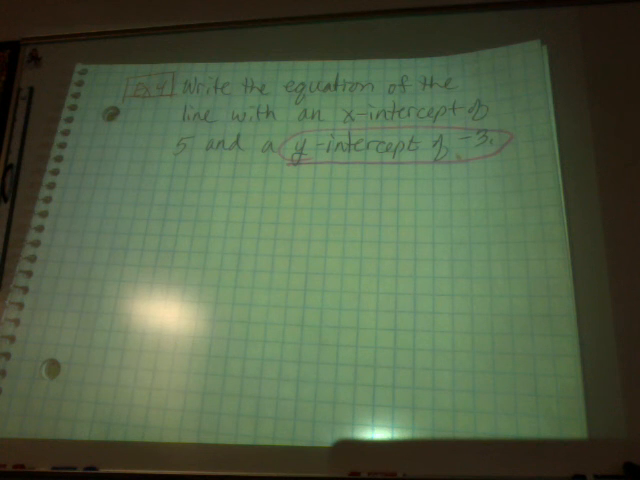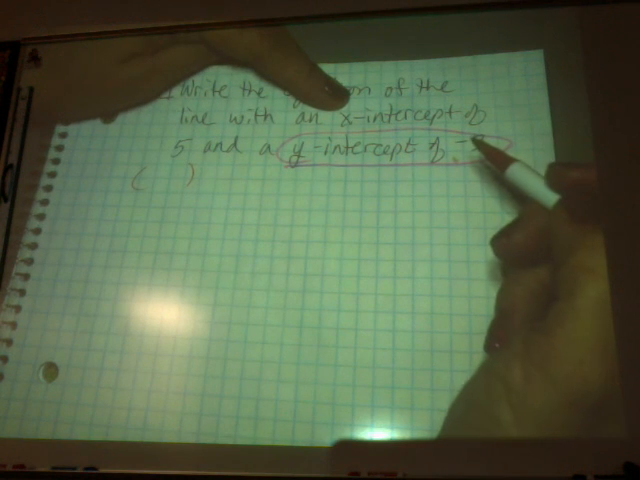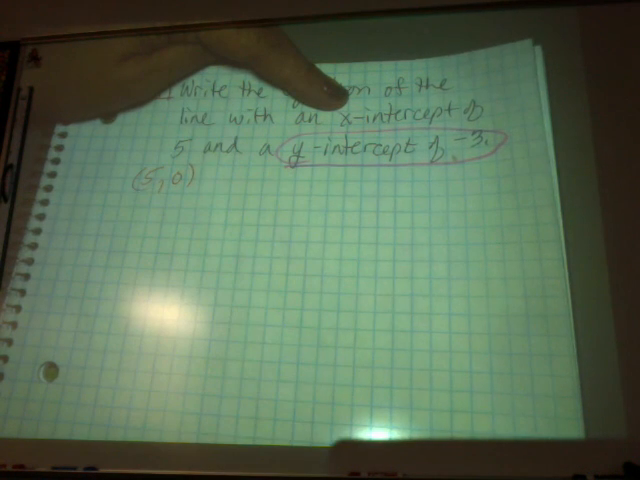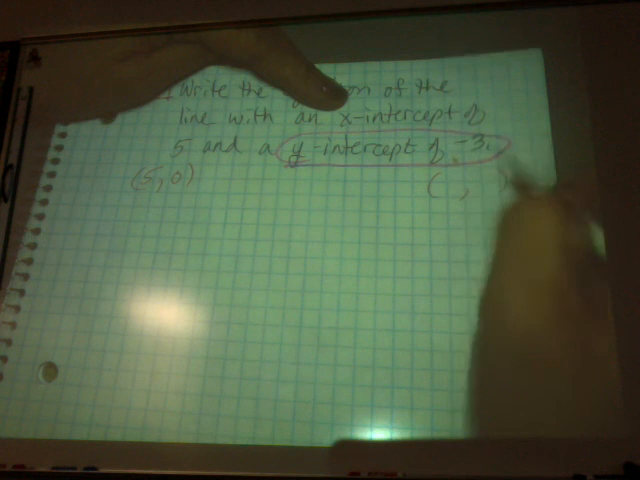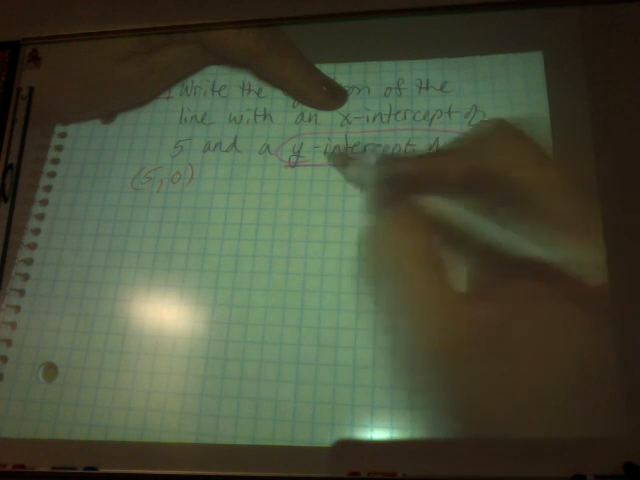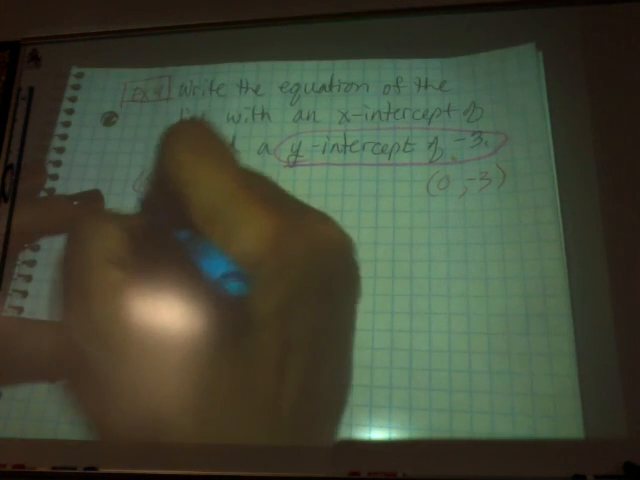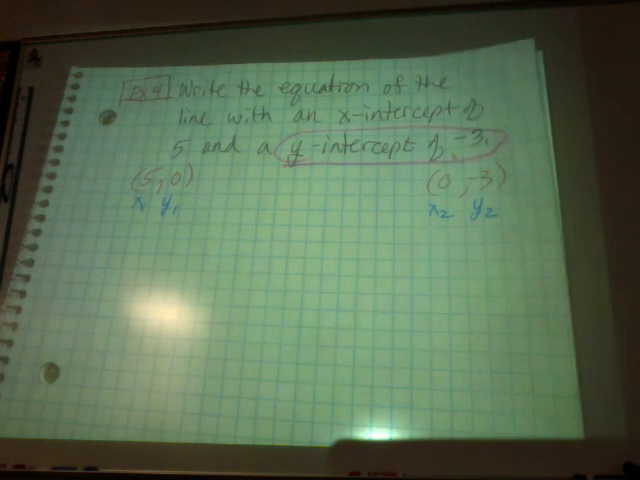What's the ordered pair for an x-intercept of 5? The y would be 0, so because it's the x-intercept, it makes sense that x would be 5. And then the ordered pair for the y-intercept: x is 0, and it makes sense that y would be -3. So this is actually my x sub 1, y sub 1, x sub 2, y sub 2. Now I can find slope.